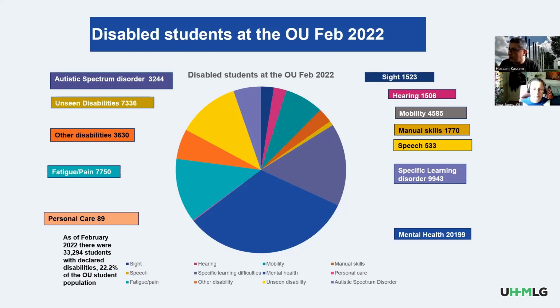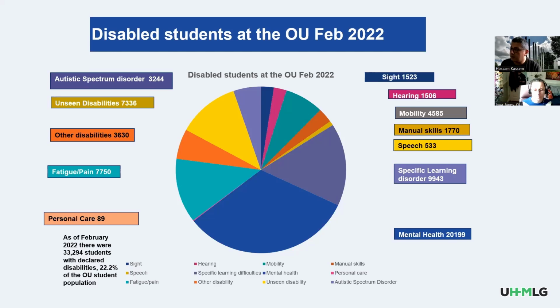So the February numbers for disabled students at the university is just over 33,000 unique individual students. And that represents about 22.2% of our student population. The numbers are already out of date, because the new numbers are 35,000 plus, and it's just over 23% of our student population.